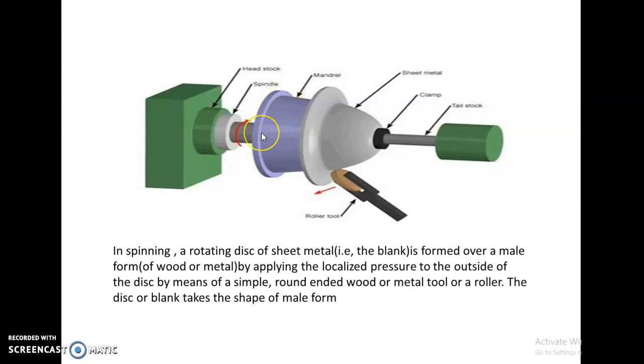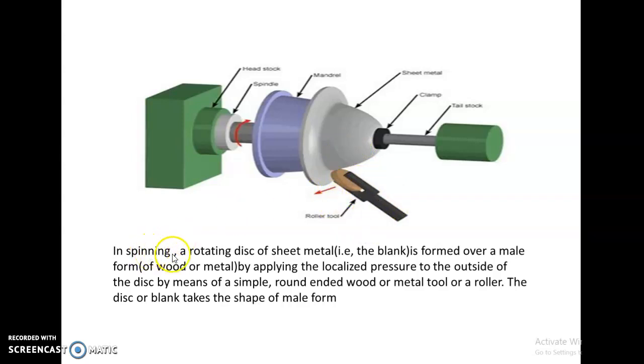The mandrel can be called a mandrel, a die, a blank, or a male form, anything. This is the sheet metal. This can be called a disc, tube, or sheet metal. Anything can be placed here. This is the tailstock. The tailstock is used to support the sheet metal, and it is fixed using a clamp. This is called the roller tool, used to apply pressure to the sheet metal.